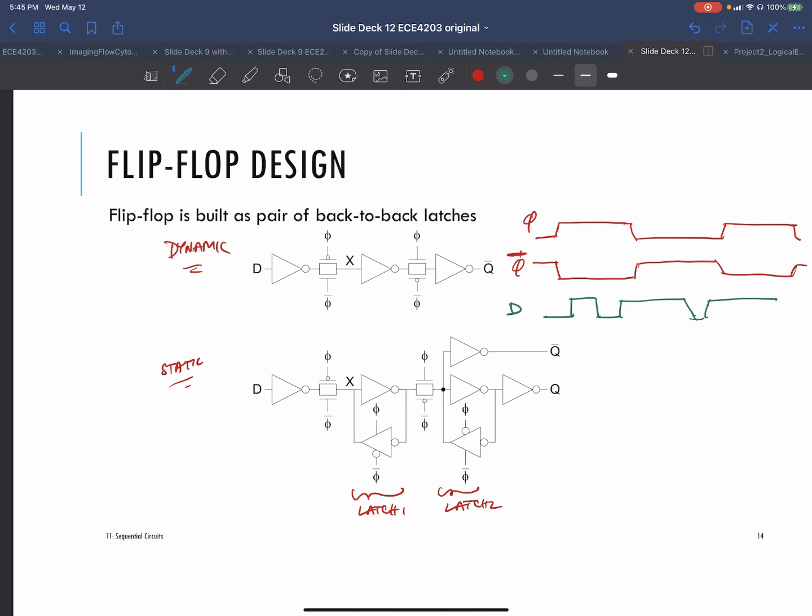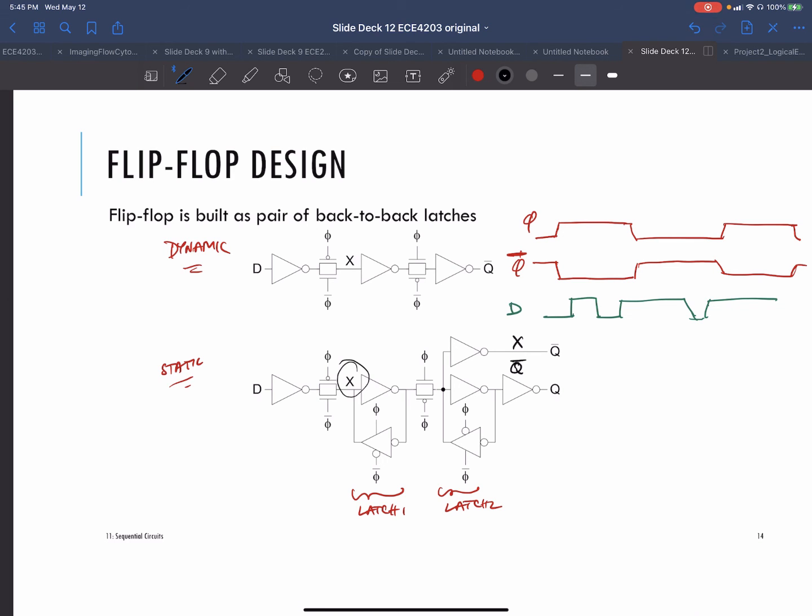That good? Okay, that's what I have. And then let's look at what happens in node X, which is here, and Q bar, which is obviously here. Okay, so let's first look at X.